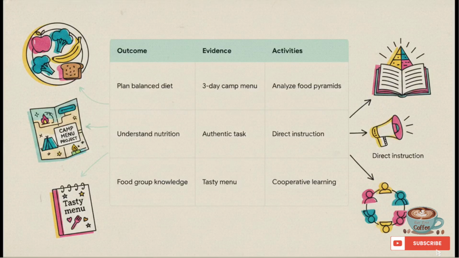Let's make this super concrete with a classic example of a 5th grade nutrition unit. In the first column, our desired outcome isn't something vague like learn about food. No, it's highly specific. Students will use an understanding of nutrition to plan a balanced diet.